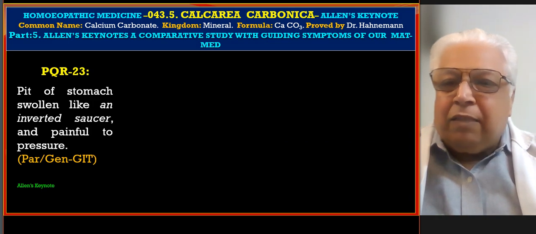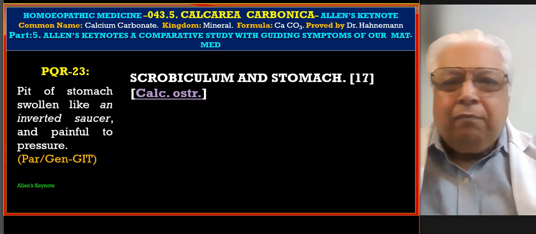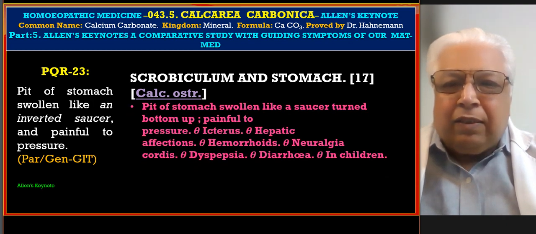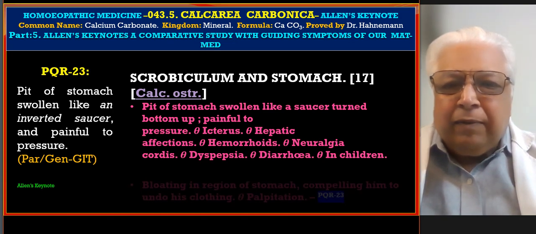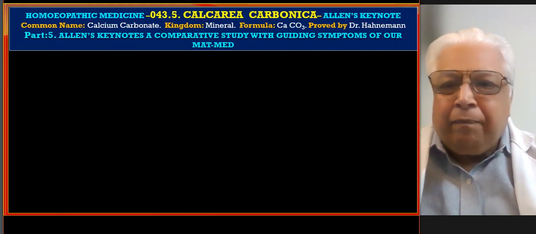PQR 23 tells us about the pit of stomach swollen like an inverted saucer and painful to pressure. This is a particular general, and we come across in section 17, scrobiculum and stomach, first grade representation. Pit of stomach swollen like a saucer turned bottom up, painful to pressure, and conditions where Hering has prescribed this particular symptom. Bloating of region of stomach, compelling him to undo his clothing. This is also a first grade representation here.